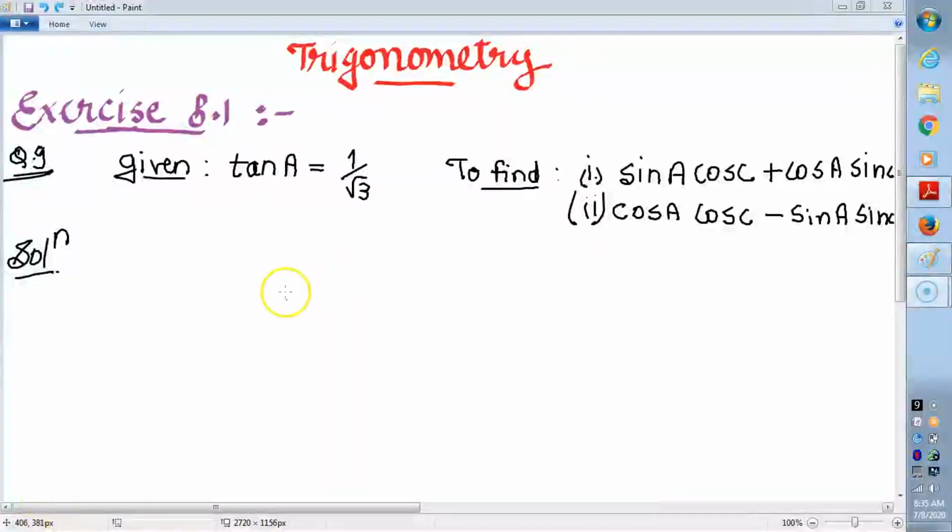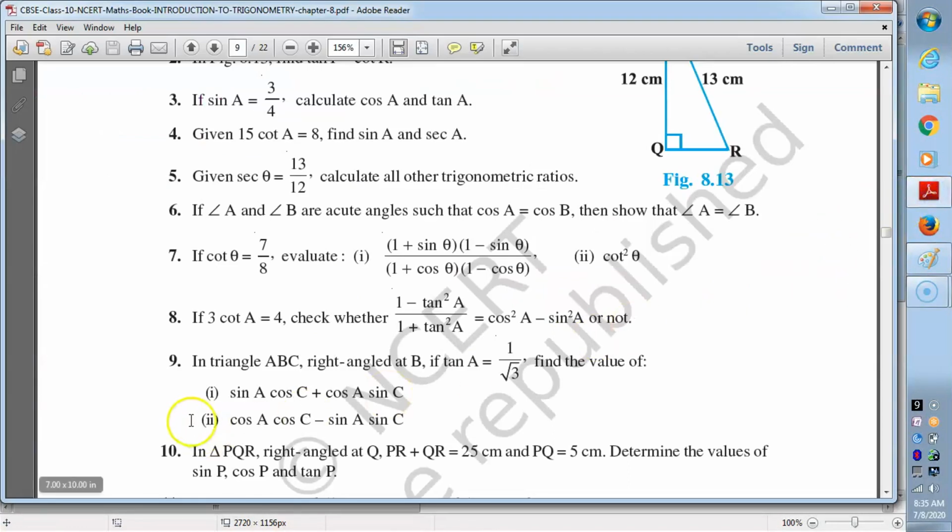Hey friends, I'm back with the next question, which is question number 9 from the same exercise of trigonometry. Let's see the question first. Our ninth question is, in triangle ABC, right angled at B, if tan A equals 1 by root 3, find the values of these two expressions.